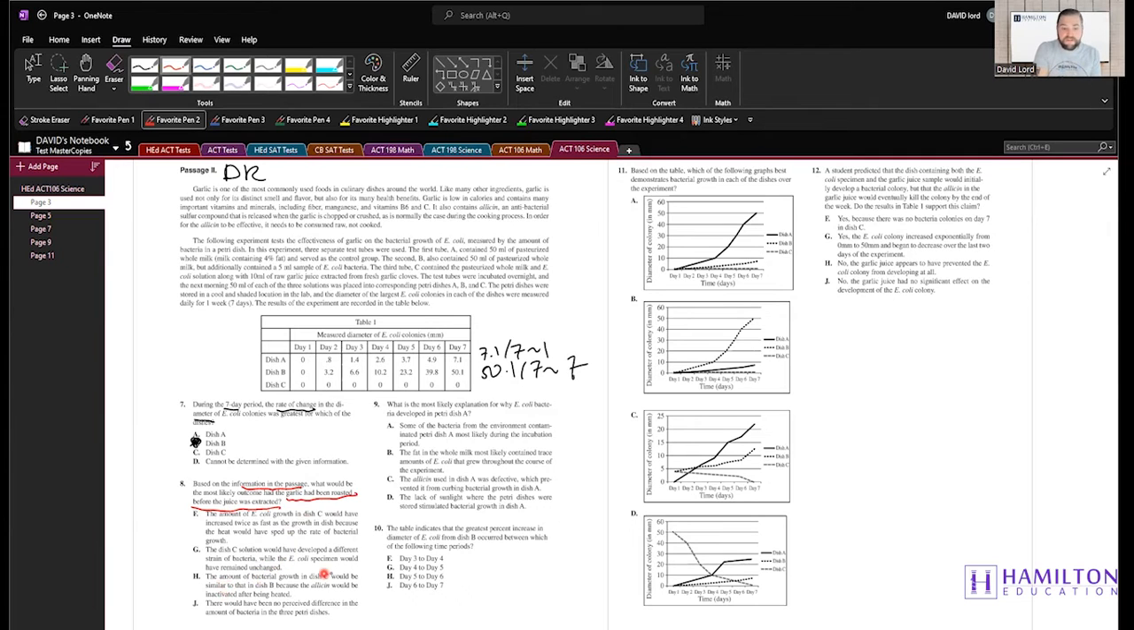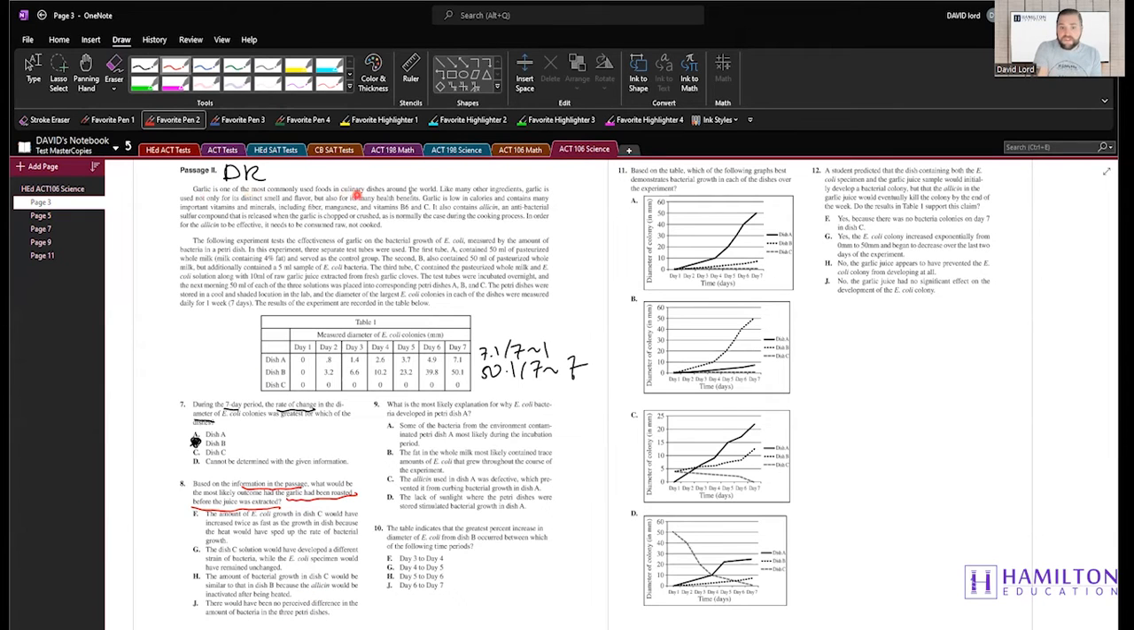H, the amount of bacteria growth in C would be similar to the dish B because the allicin would have been inactivated. Well, that does seem kind of likely based on my knowledge in biology. Usually if you apply heat to a protein, it denatures it or deactivates it. And then J, there'd be no perceived difference in the amount of bacteria. Okay, let's go back to the passage.